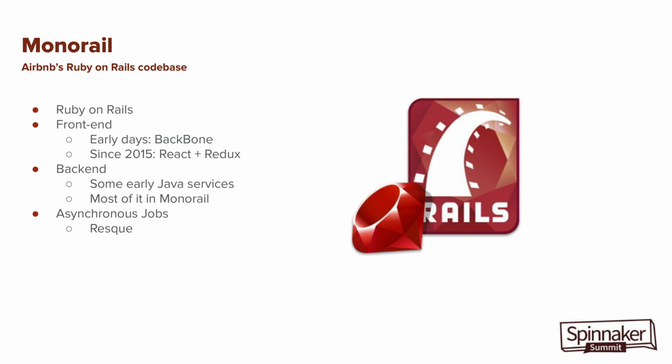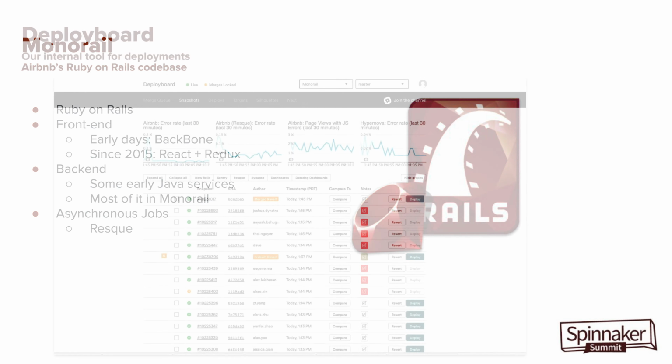This Ruby on Rails app grew and grew and grew over the years, up until the point where it became monolithic, therefore dubbed Monorail. It's pretty infamous in Airbnb engineering these days. Airbnb was written in Ruby on Rails. Our front end was Backbone back in the day. We transitioned to React Redux, and our backend is obviously Ruby on Rails, and we were starting to build some early Java services. That was a few years ago when I joined Airbnb. And we use Resque, which is basically Ruby on Rails' job queue, to do asynchronous workloads.